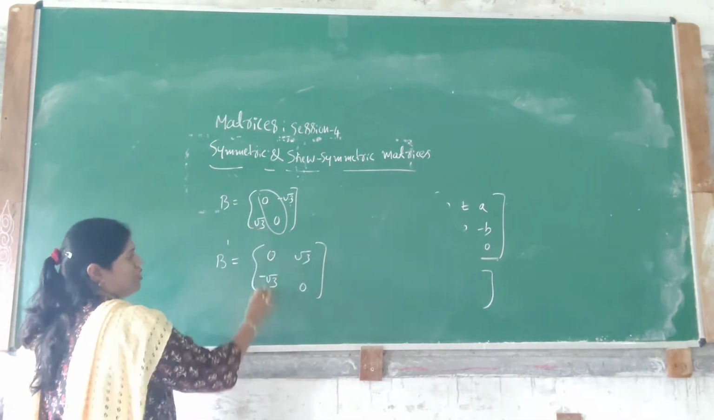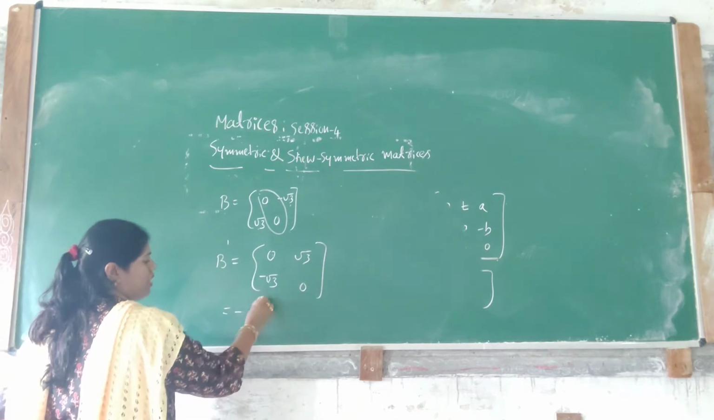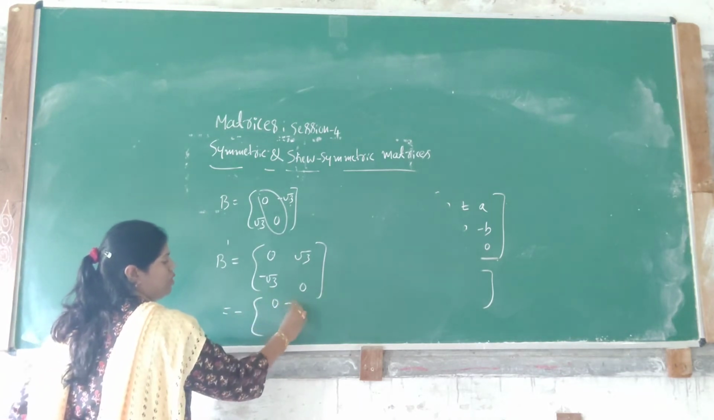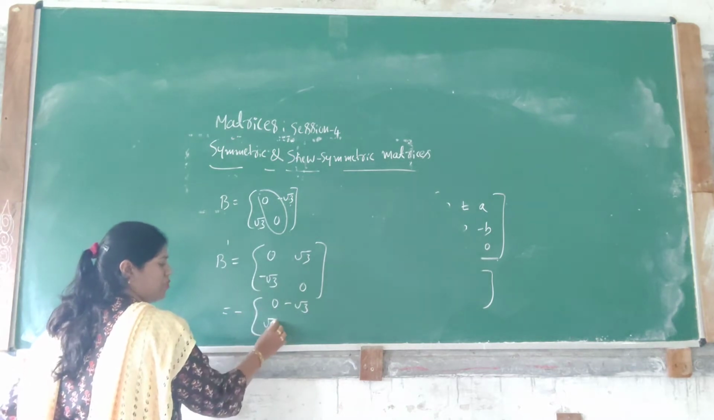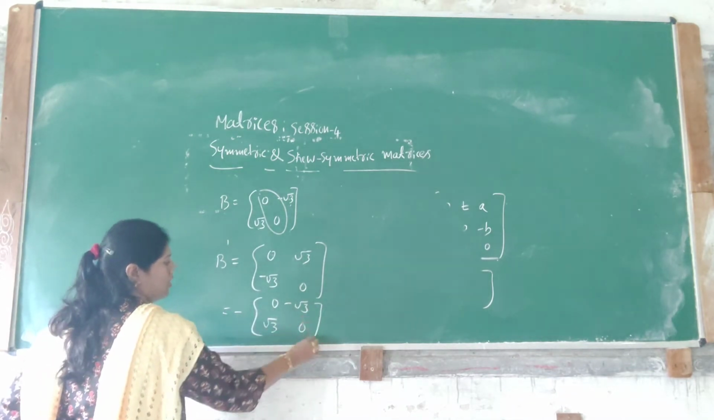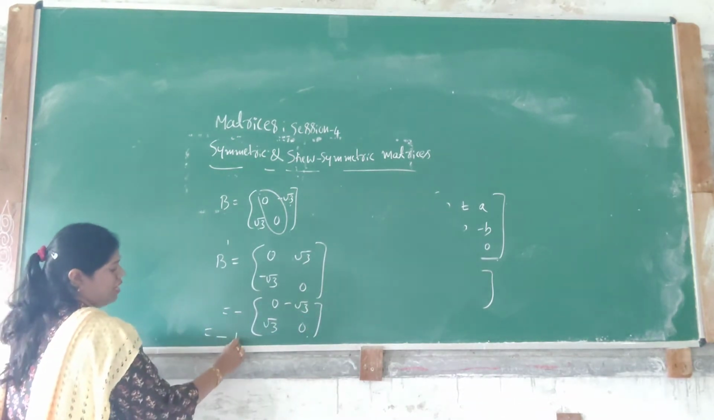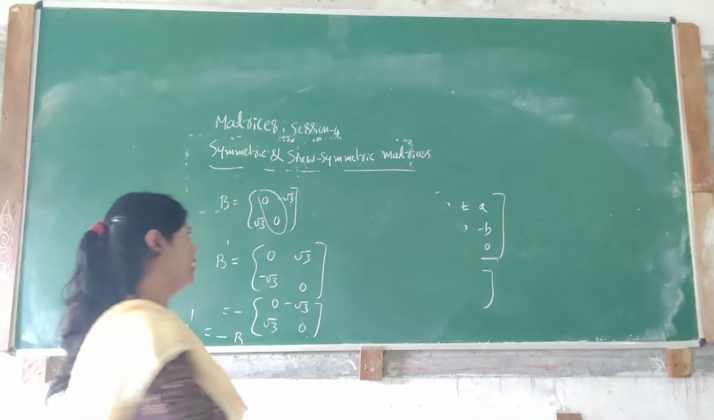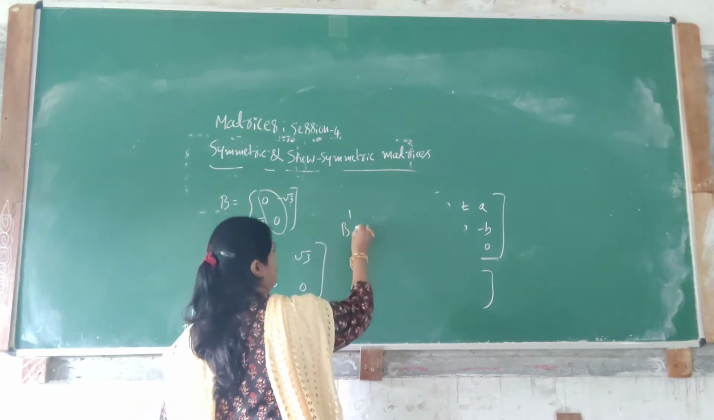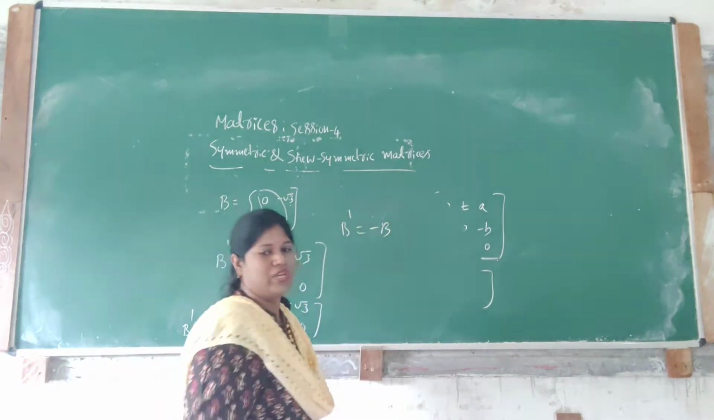If the elements are the same here, after taking minus as common, plus root 3 becomes minus root 3, minus root 3 becomes plus root 3, and 0. Then it is called minus B. So therefore B dash is equal to minus B. B dash is equal to minus B.